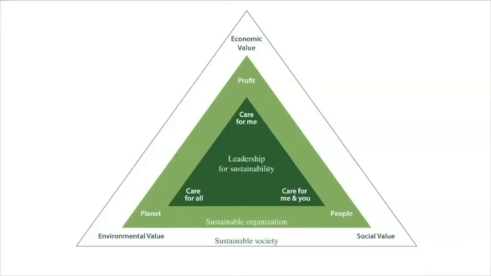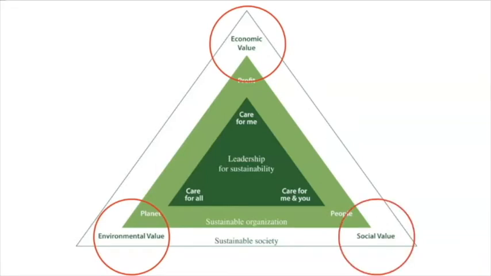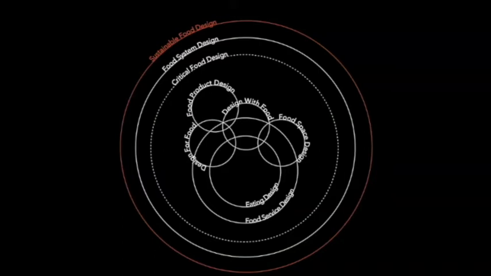And talking about sustainability, the main thing that I want to remember here is that when we talk about sustainability, we don't actually mean only environmental sustainability, but we also mean economic sustainability and social sustainability. So this is the way I see food design and how I see the different sub-disciplines interacting with one another.